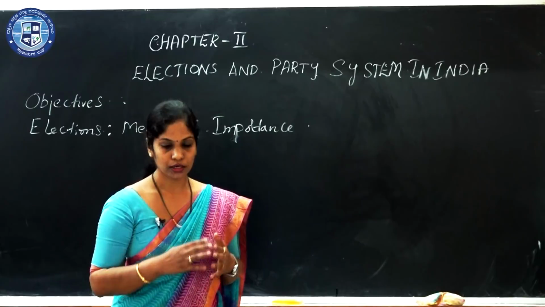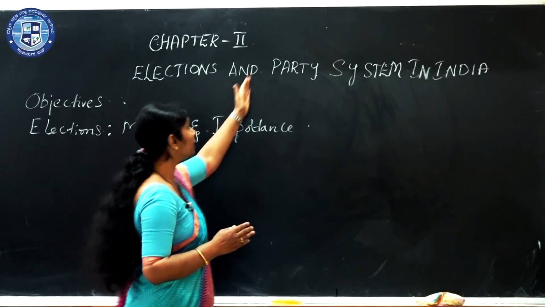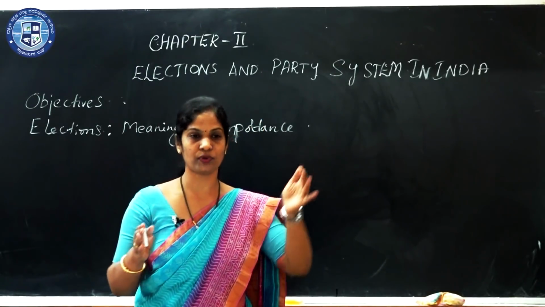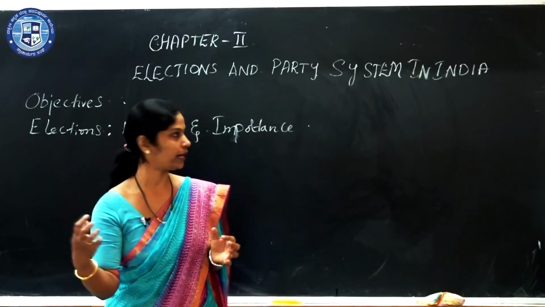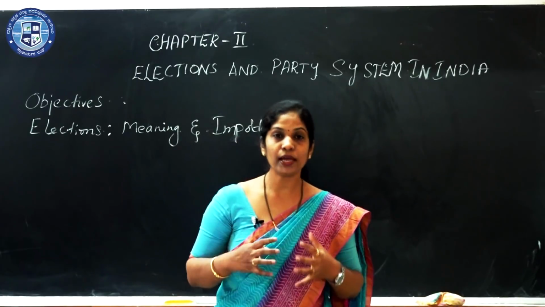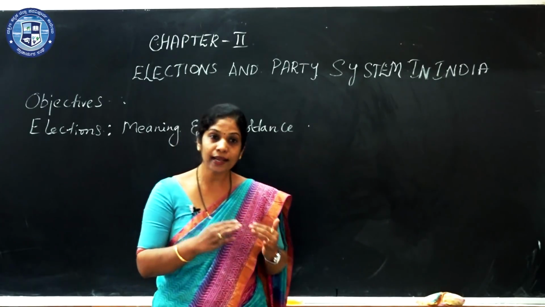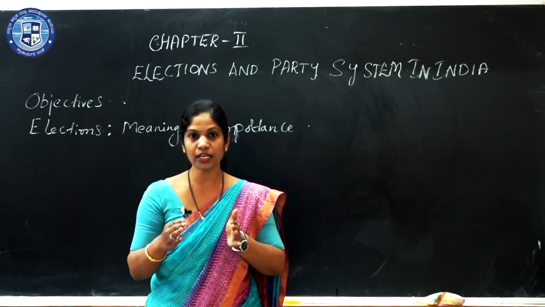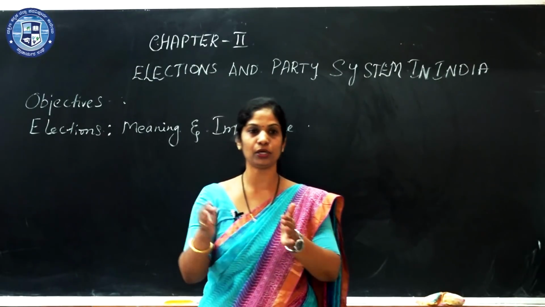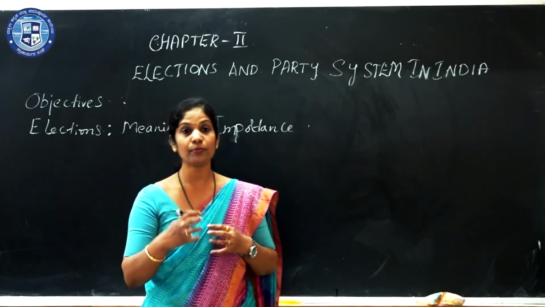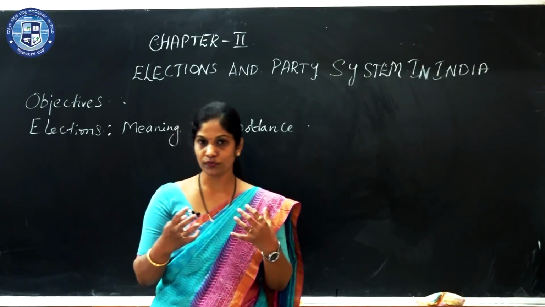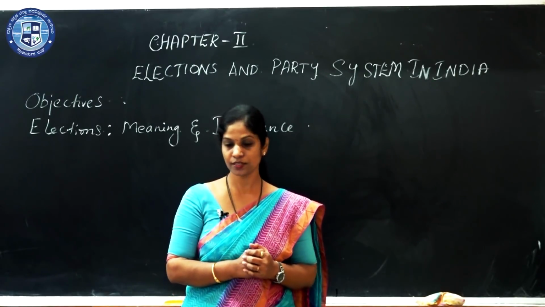Later on, you are going to study another part. This chapter has been divided into two parts: one is about elections and another is about the party system in India. Are these parties inevitable to the elections, like elections are inevitable to democracy? What is the importance of having political parties in a democratic system? We are going to study this also in this chapter.